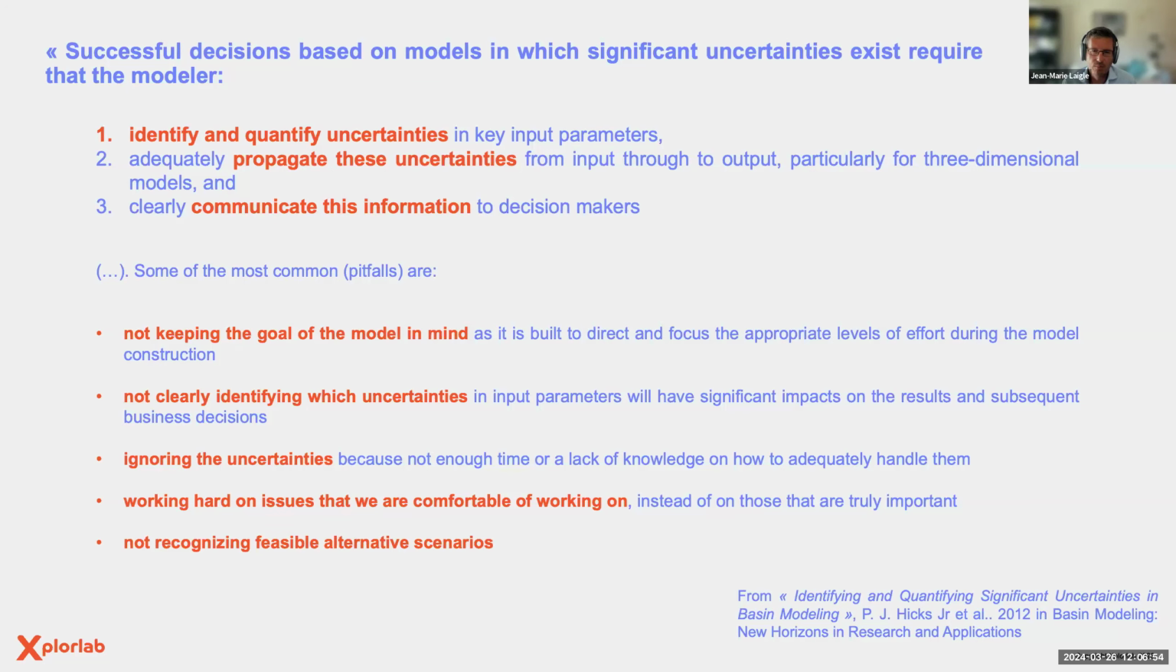And the current way of building models doesn't fully allow us to meet these three requirements. Some pitfalls, which are quite common, are: not keeping the goal of the model in mind as it is built, to direct and focus the appropriate levels of effort during the model construction; not clearly identifying which uncertainties will have significant impact on the results; ignoring uncertainties because you don't have enough time or do not have the knowledge on how to adequately handle them; working hard on issues that you're comfortable working on; or not recognizing feasible alternative scenarios.